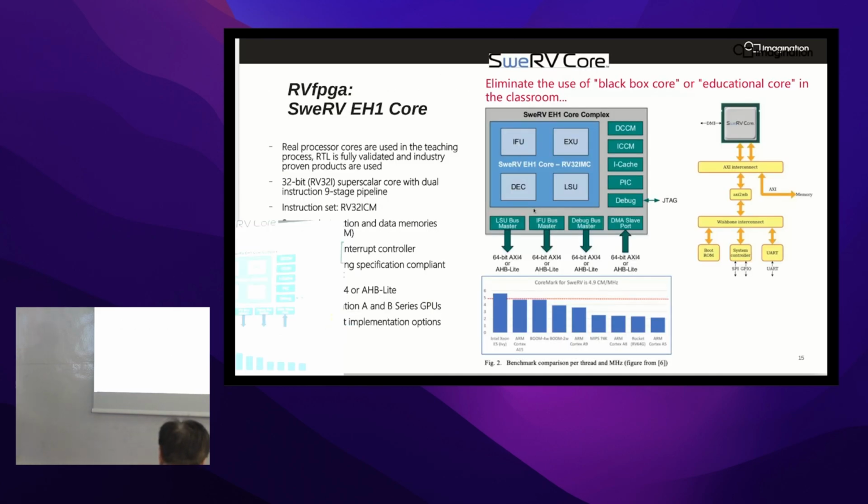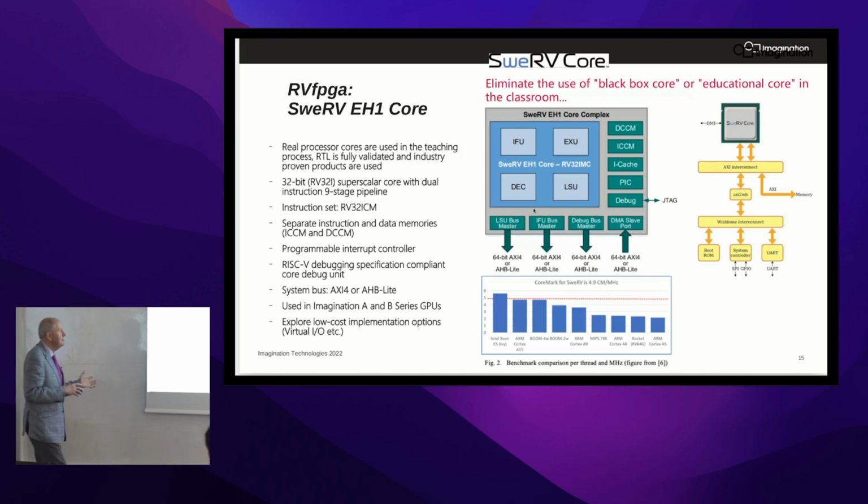All right. The Swerve core is used by Western Digital in some of their solid-state disk drives. As I mentioned, Imagination use it inside some of our GPUs. Why this core? Very simple: when we put this course together, there were lots of RISC-V cores available, many of them free of charge on GitHub, but almost none of them were fully verified.